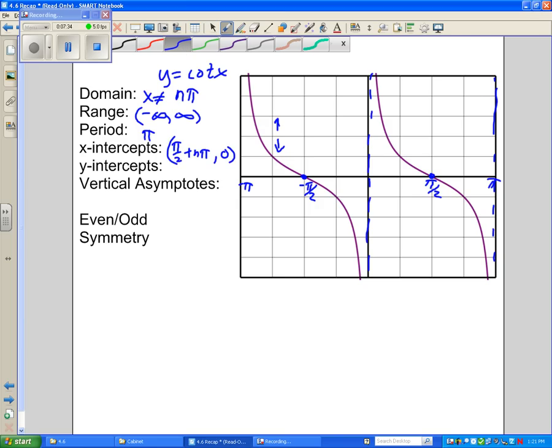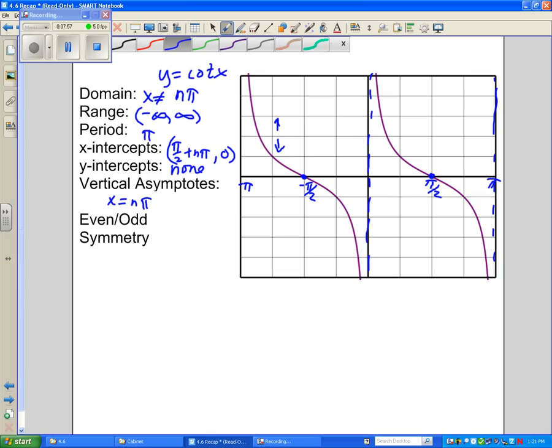The y-intercepts: there's an asymptote at x equals 0, so there is none. It doesn't even say it in there, so there's none. Vertical asymptotes occur where x is restricted in the domain, so x equals n pi.